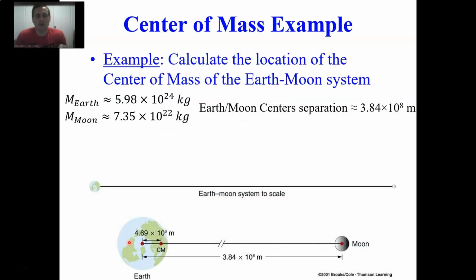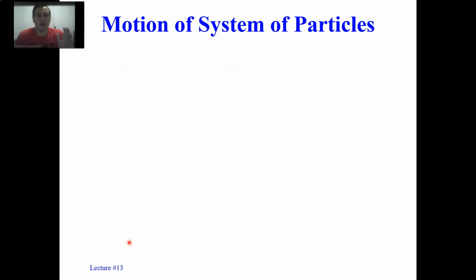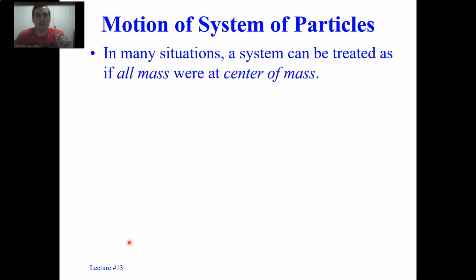So here's an example of the Earth and the Moon. Again, I would work this out in a later video. But skipping ahead for now, let's look at the motion of a system of particles. In many situations, a system can be treated as if all the mass were at the center of mass. So total momentum is total mass times the velocity of the center of mass of the system.